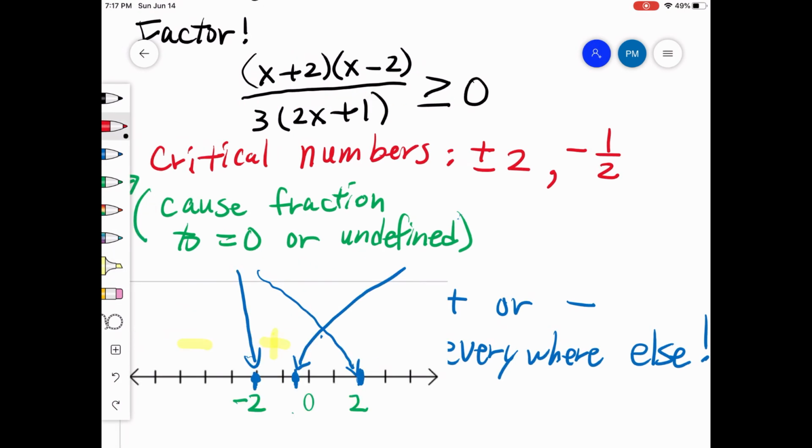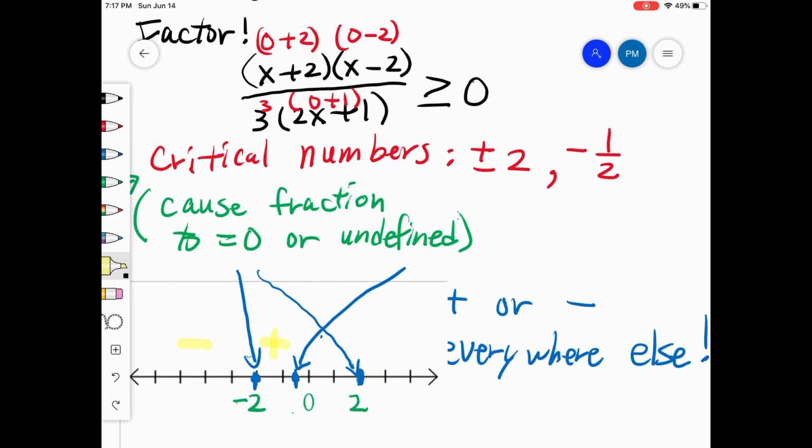So let's do this for the last two pieces. Between -1/2 and 2, 0 is the obvious choice to plug in, and that's what I did there on top of the screen. Again, figure out the sign.